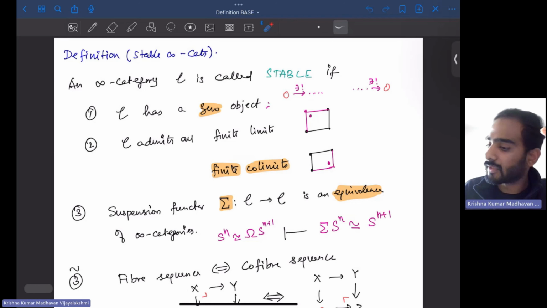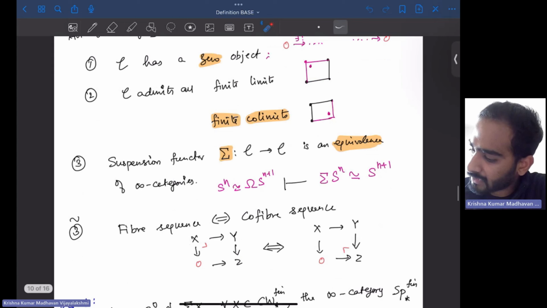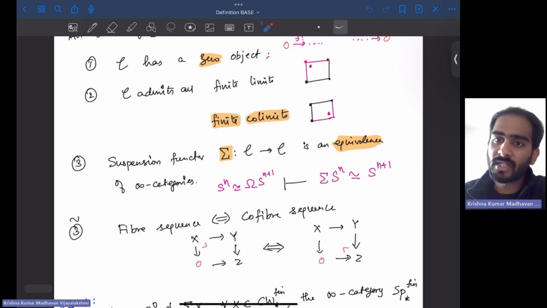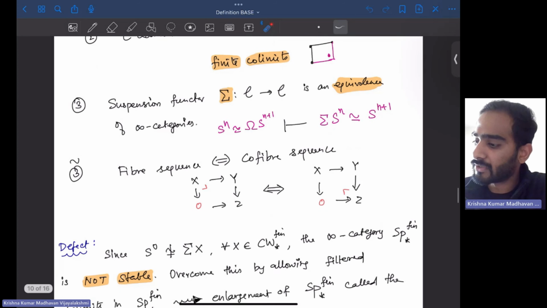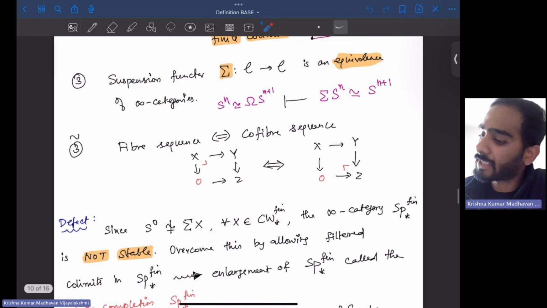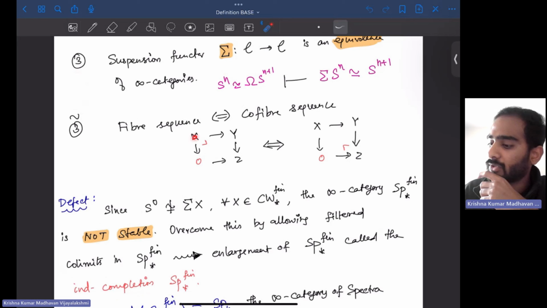Okay? And C admits all finite limits and finite colimits, in other words, you should have all the fiber products and also the pushouts. And the suspension functor is an equivalence of infinity categories. So in other words, the loop functor should also be an equivalence of infinity categories. There are two versions of putting this down, so people call this a triangle. A diagram of this sort is called a triangle, having this zero object here.